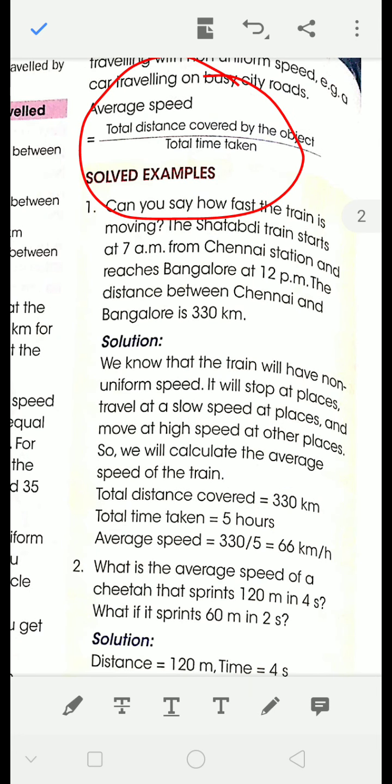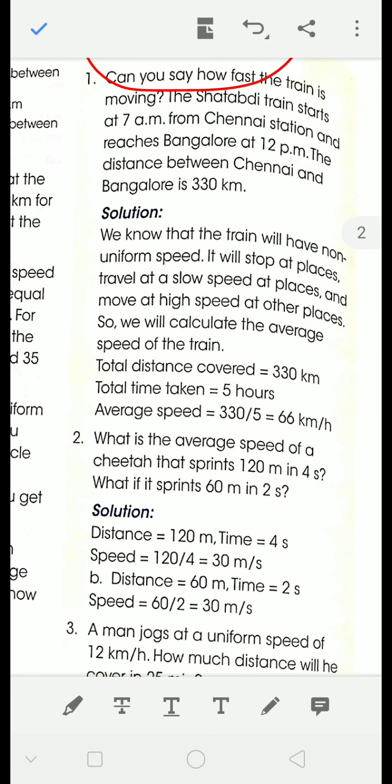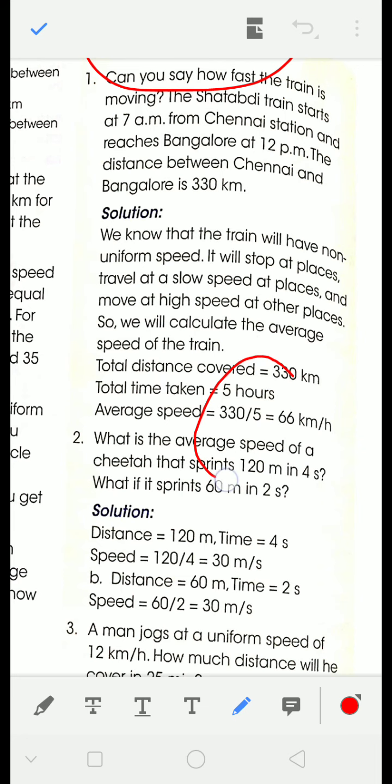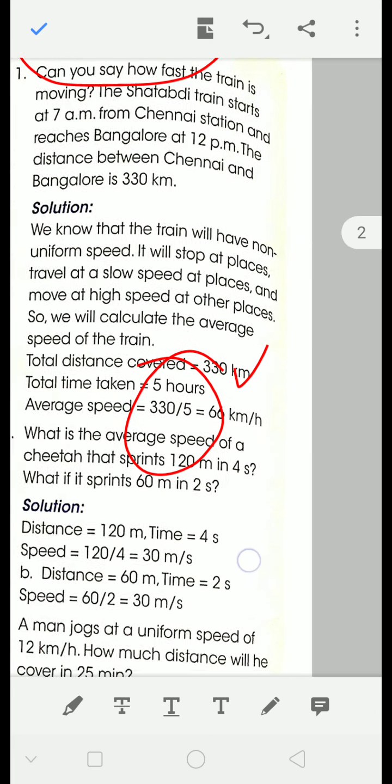The Shatabdi train starts from 7 a.m. from Chennai and reaches Bangalore, means 5 hours, and distance is 330 kilometers. So what is the average speed? Total time is 5 hours, total distance is 330 kilometers. So average speed will be 330 by 5, that is 66 kilometers per hour. This way we can do it.